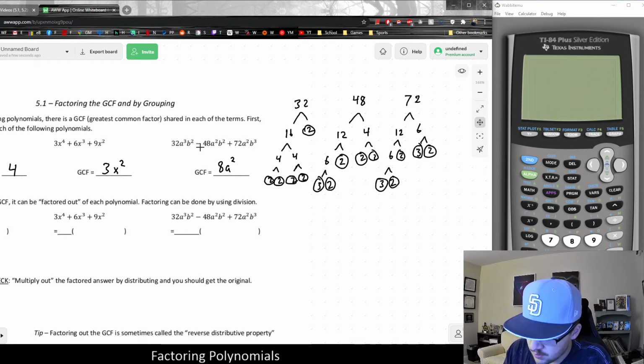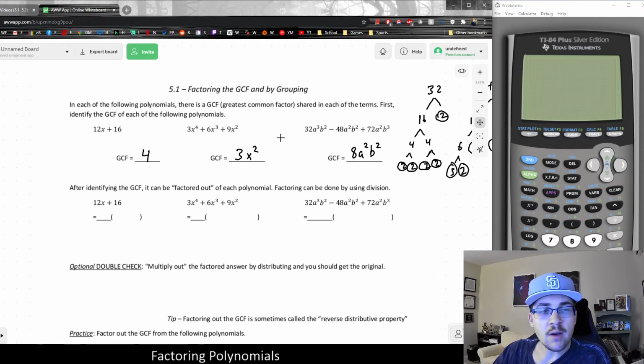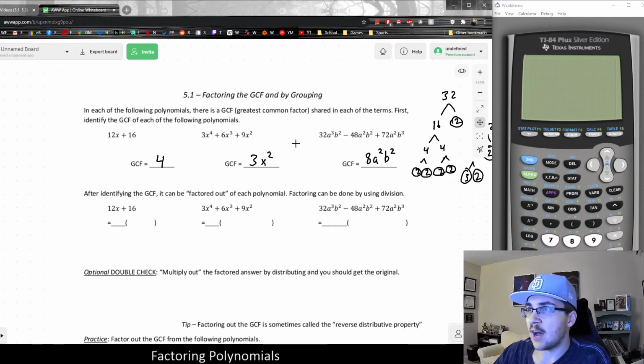And then as well, same thing with b squared. So that would be the greatest common factor of each case. And now, well, we're not done. I was just trying to illustrate how we actually find the greatest common factor. But in each case, we can factor out the greatest common factor, which is another way of saying we could divide it out from the polynomial.